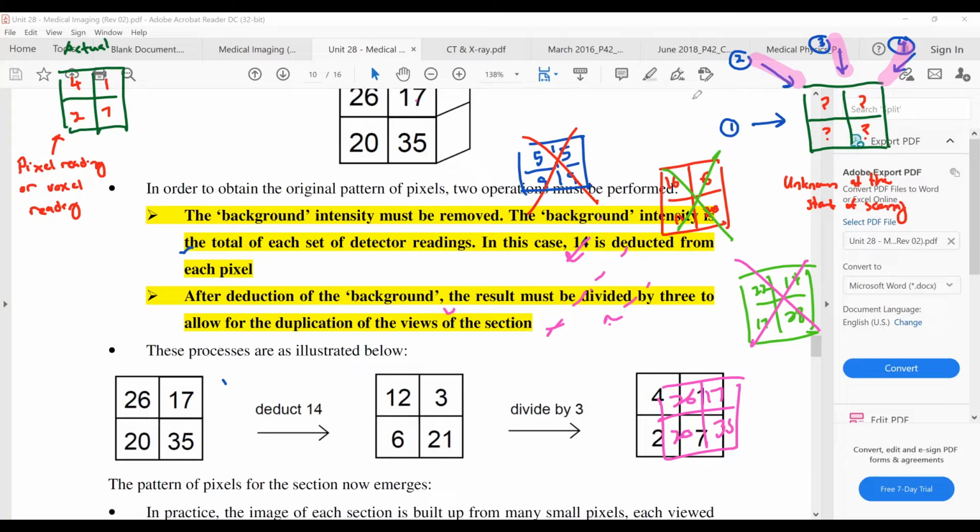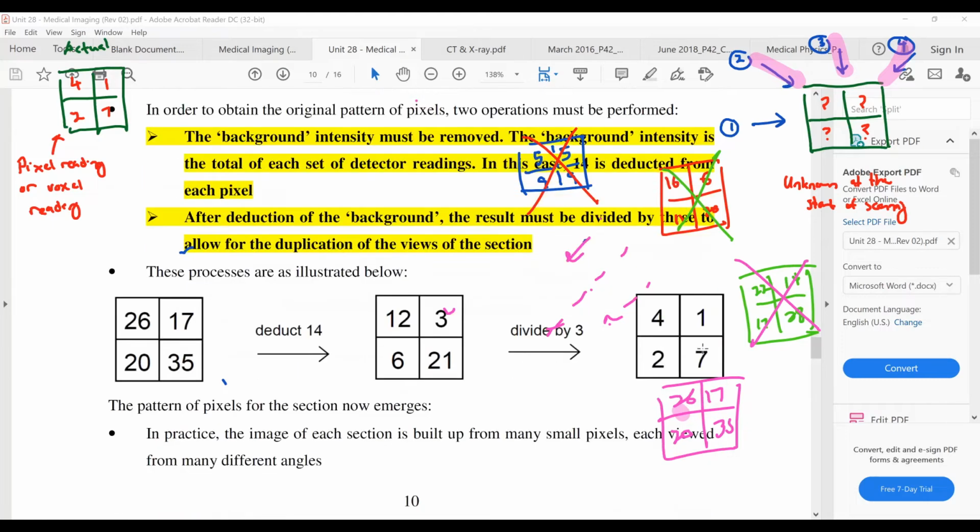So my reading is actually an extra 3 times. So I need to divide by 3. Then once you divide by 3, you will get your answer already. 4127, giving you the actual reading in one slice. So this process you repeat for the other slices before you're able to build out a 3D image.